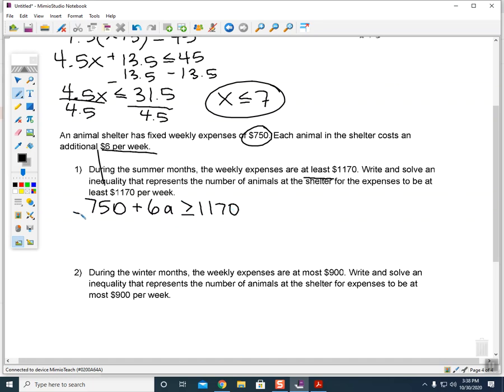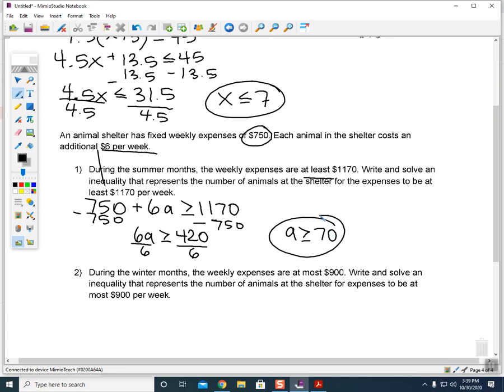Okay, now I just solve, right? So I'm going to subtract 750 from both sides. 1,170 minus 750. I'm going to have 6a is greater than or equal to 420. Now I just need to divide both sides by 6. a needs to be greater than or equal to 70. 420 divided by 6 is 70. So I need to have at least 70 animals in the shelter for it to cost $1,170 per month.